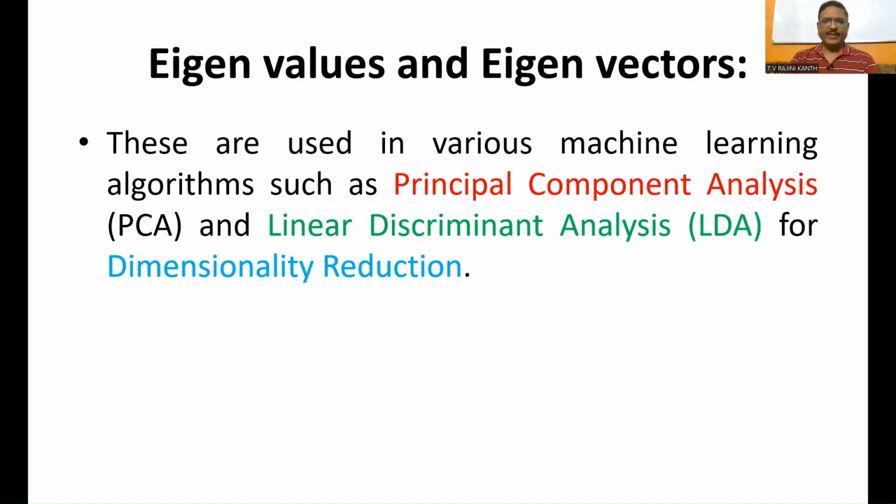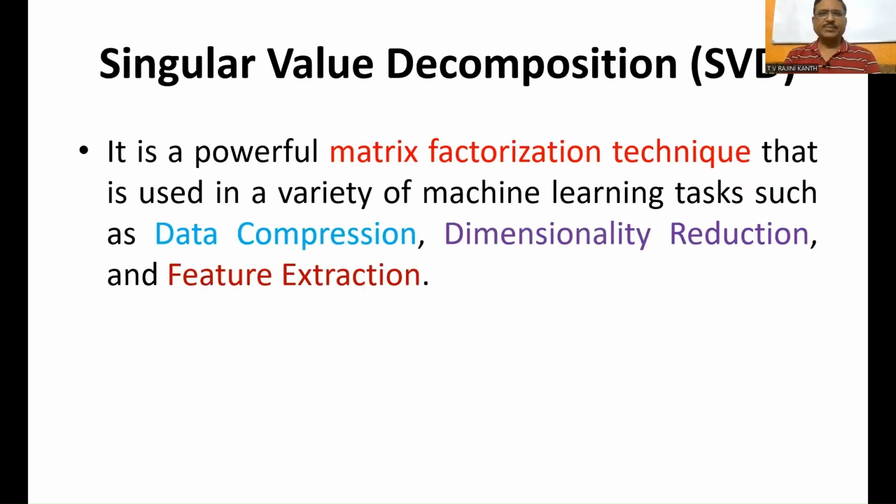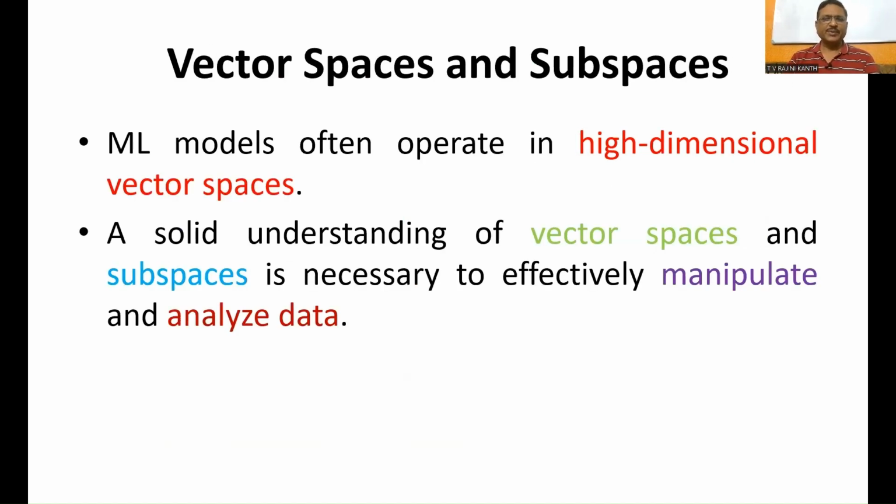eigenvalues and eigenvectors for PCA as well as LDA. Coming to the singular value decomposition, it's a powerful matrix factorization technique, and it is used in a variety of machine learning tasks such as data compression. That means data compression in terms of attributes, in terms of rows also, and dimensionality reduction in terms of attributes and feature extraction. So which attributes are more useful for our machine learning analysis. This is how we are going ahead with the singular value decomposition.